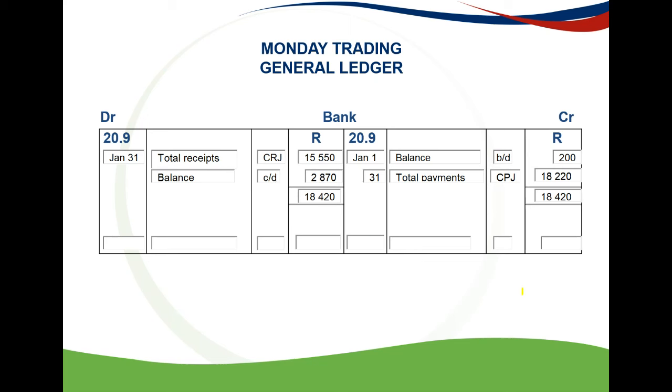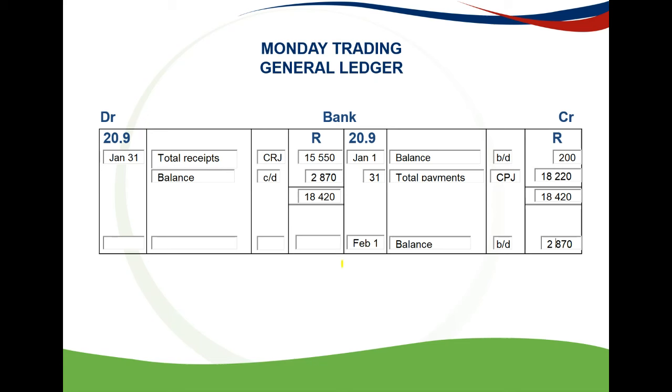So here for Feb, on the 1st, I will then have a balance brought down of 2,870, because it's still an overdrawn account. It's still an unfavorable account.